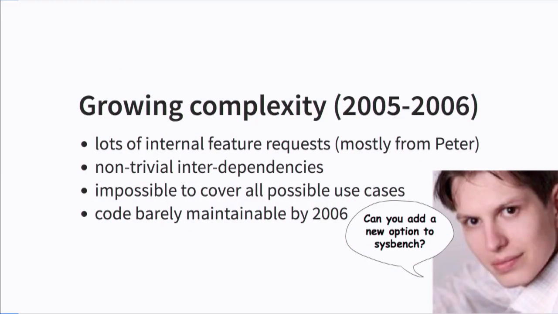During the early days, I got a lot of feature requests. Most of them were internal, even though we did have some external users and some external feature requests. Most came from Peter. Some of them had non-trivial interdependencies, and that led to growing code complexity. It soon became obvious that it is impossible to cover all possible use cases, all possible benchmark scenarios that users and Peter may come up with, in a single monolithic C application. In fact, the code was barely maintainable by 2006.